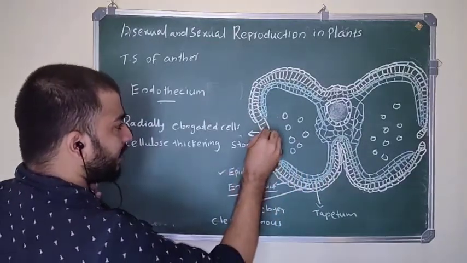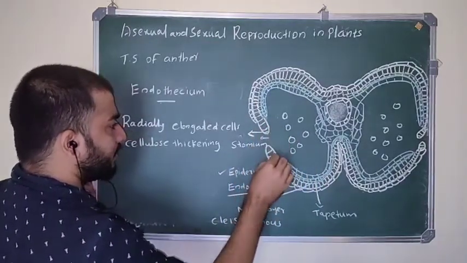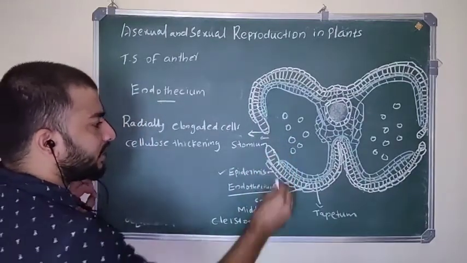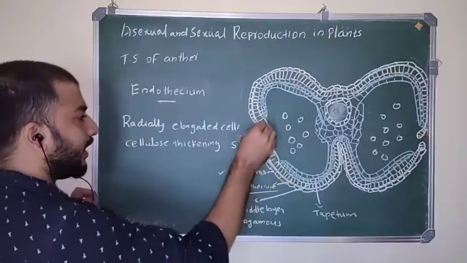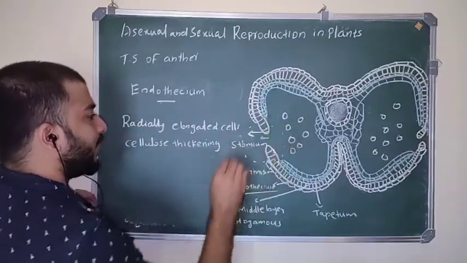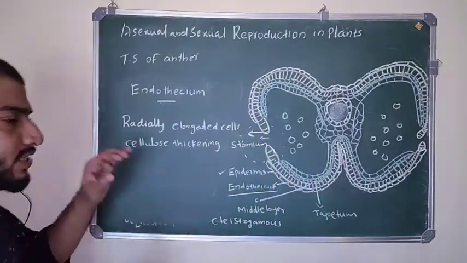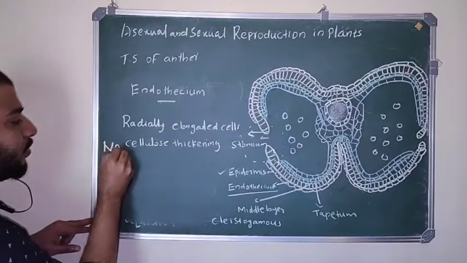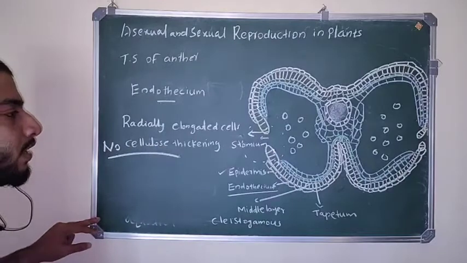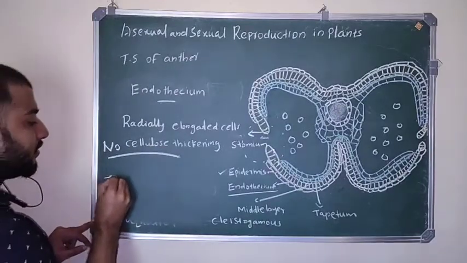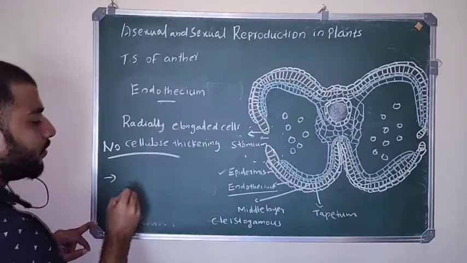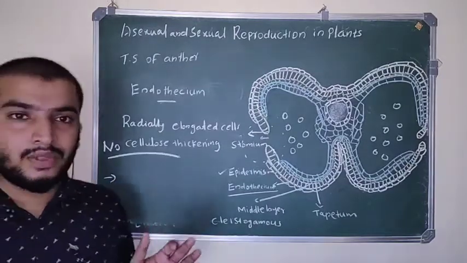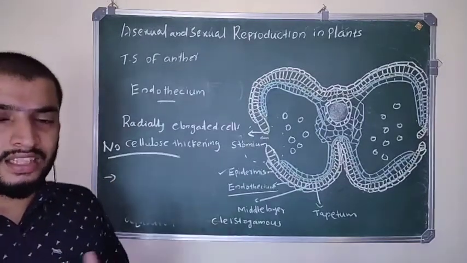Okay, at the junction of these endothecium cells, they have no cellulose thickening. The thickening is absent, so that region is called stomium. So the endothecium cells present in the stomium region have no cellulose thickening. Because of that, at the time of maturity, the anther dehisces, the anther breaks.